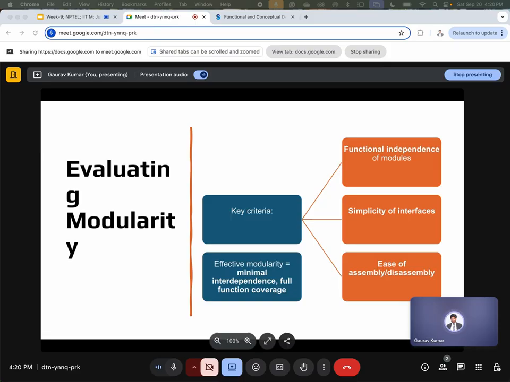Ease of assembly and disassembly is also critical. Good modular design supports quick upgrades, repairs and modifications, making them valuable in dynamic markets where adaptability is the key.